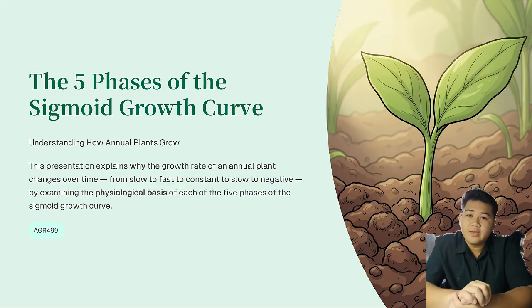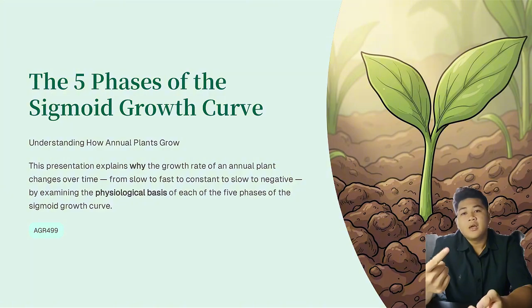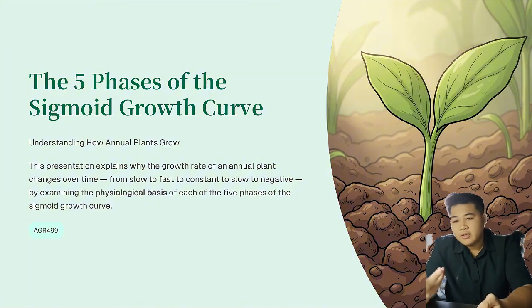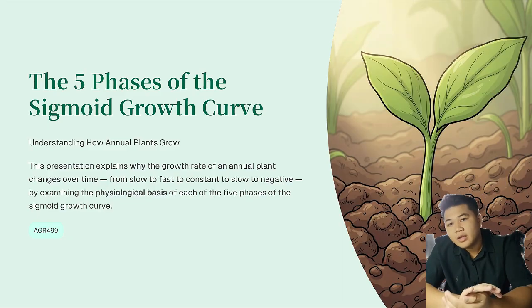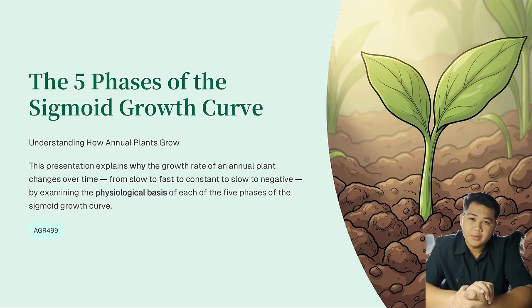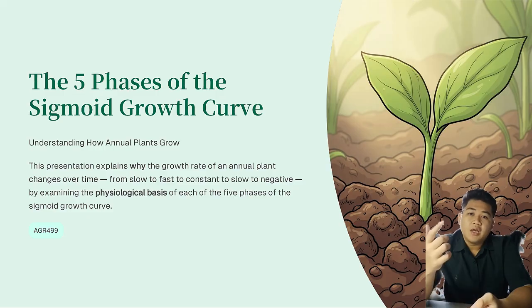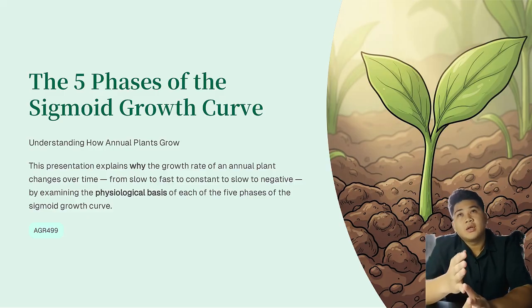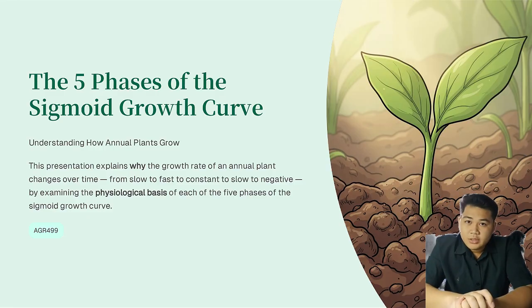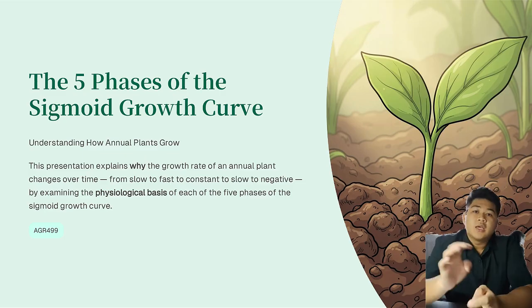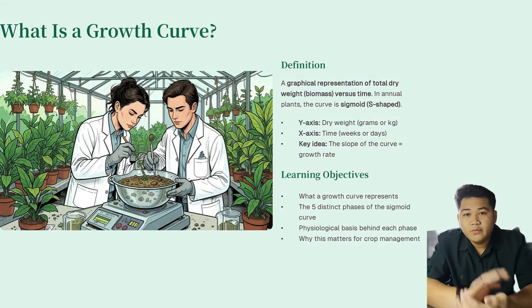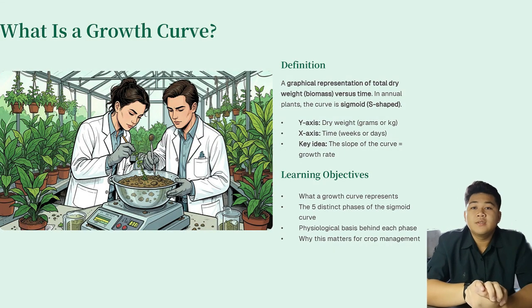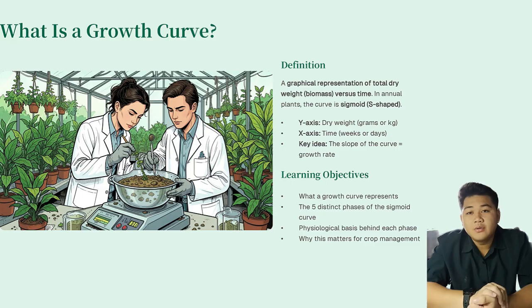each of the 5 phases: lag, exponential, linear, declining, and negative. For each phase, I will not only explain what happens, but why it happens, connecting the shape of the curve to real plant physiology, like photosynthesis, respiration, and leaf canopy development. Now, before we dive into each phase, I will explain how scientists obtain this growth curve.